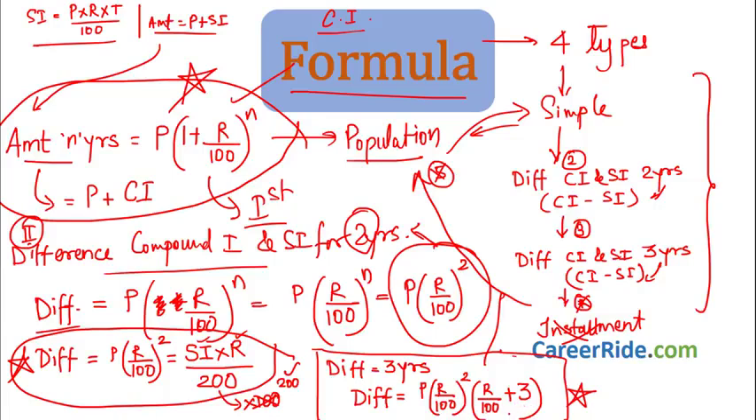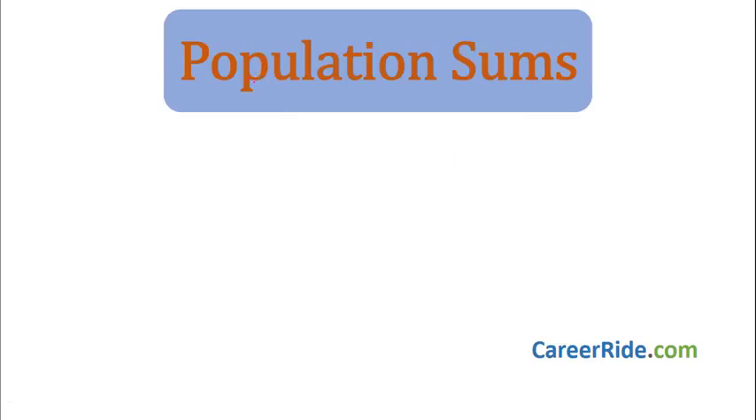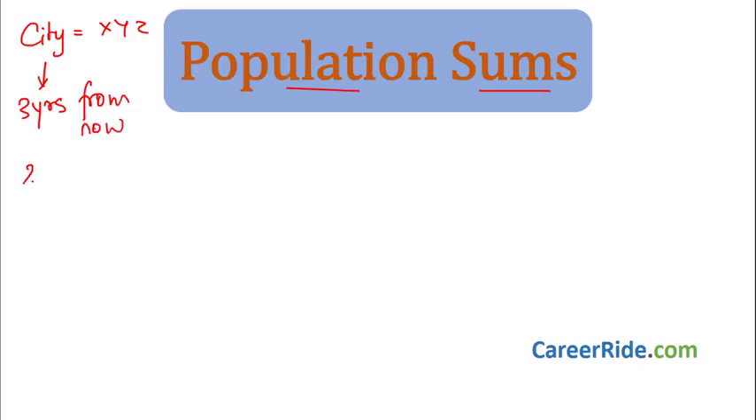We'll see how to use these 3 formulas while solving sums, and also see how to solve population sums. Okay. Now let's see first what exactly population sums are. These are nothing but simple sums where they say that a city's population is presently say XYZ, and what will be its population 3 years from now. Or they'll ask you what its population was 2 years ago. It is very easy to solve these sums using the formula for compound interest.